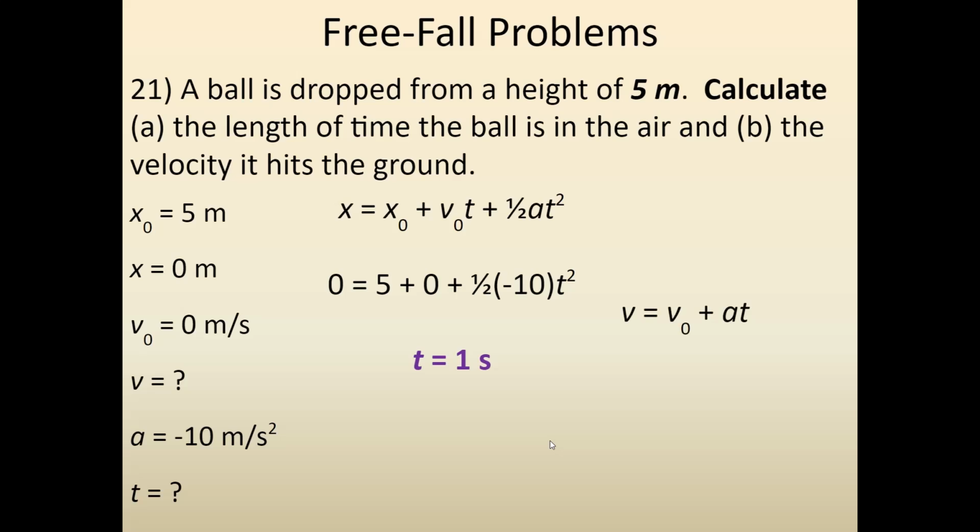So here we really could have used either the timeless equation or the acceleration equation. I'm going to go with this one only because it's the easiest one to work with. So we plug the numbers in and we end up getting that the final velocity is -10 meters per second, which makes sense because it is going downward, right? When it hits the ground, it's moving downward, so the velocity should be negative.